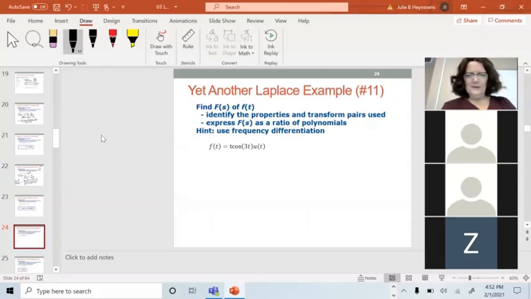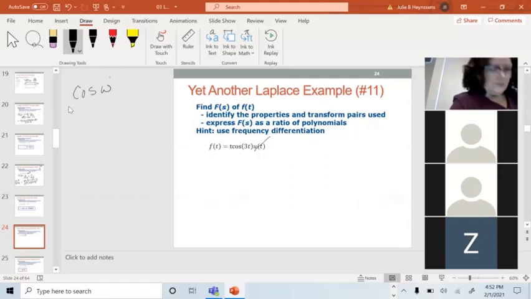Okay. So here's another one. We know we can ignore the u of t. So all I got to do is look at the table for something that looks like t cosine 3t. Is there one in here? No. Uh-oh. What are we going to have to do? Well, we have one that looks like cosine omega t. Cosine omega t is s over s squared plus omega squared.